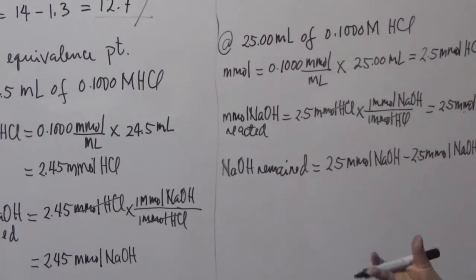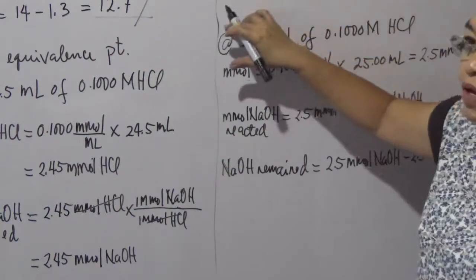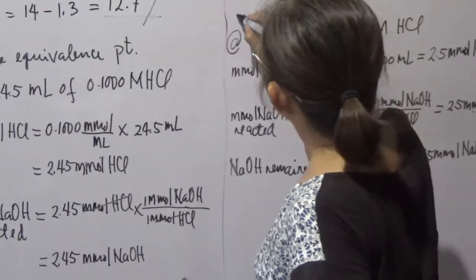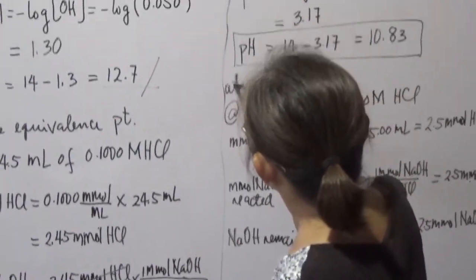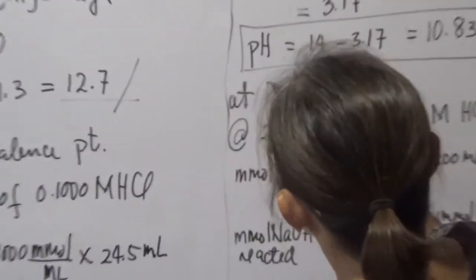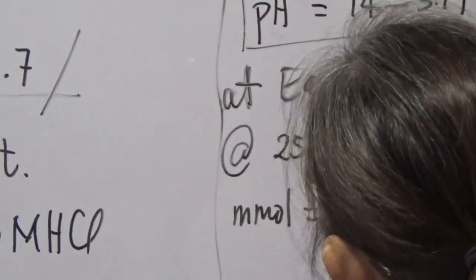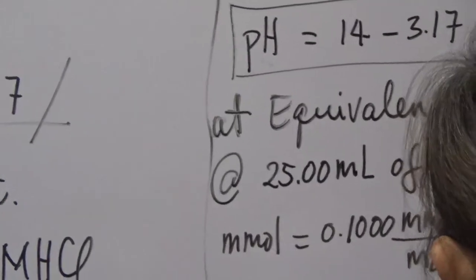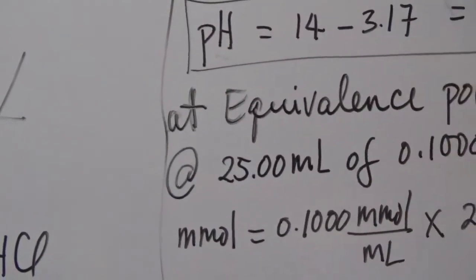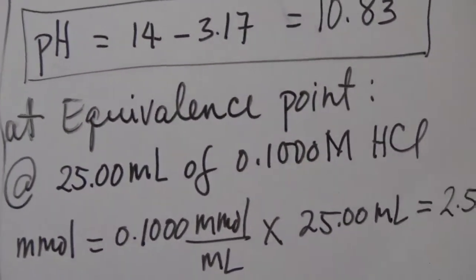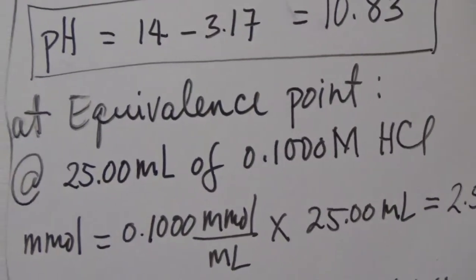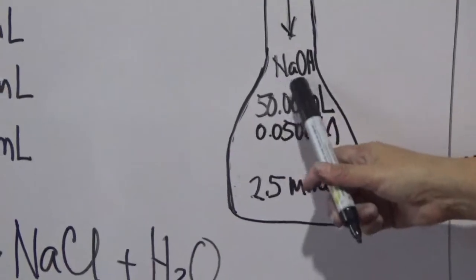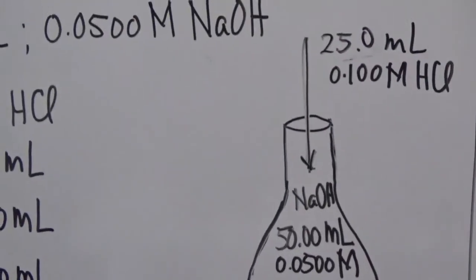So meaning, this is now the equivalence point. So this is now an equivalence point. So meaning, when we say equivalence point, that is the point wherein all of the sodium hydroxide in the flask has been completely neutralized by the hydrochloric acid.